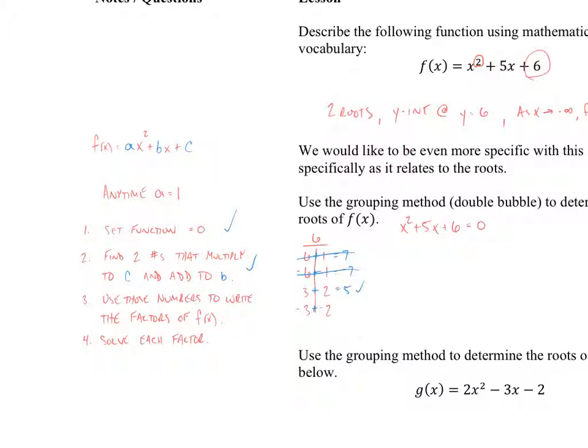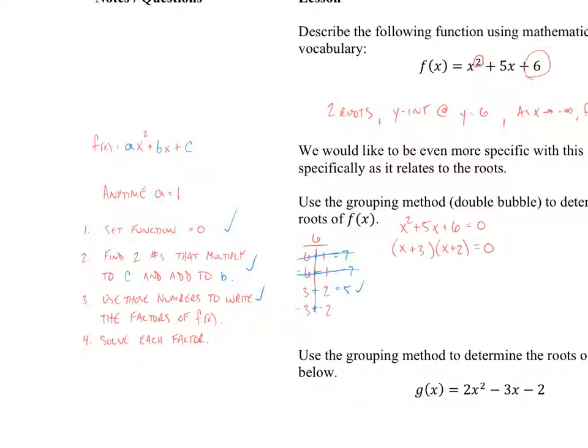Now step 3 is that I'm going to use those numbers to write the factors of f of x. Factors look like this. Our factors are going to say x plus or x minus whatever our numbers are. So our first factor is going to be x plus 3, and our second factor is going to be x plus 2, because another one of our numbers is positive 2. So those are our factors of f of x. And I know that these are factors because if I multiply them together using FOIL, I'll end up with the original function.